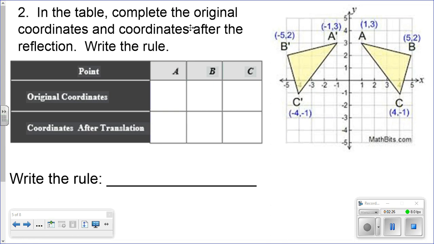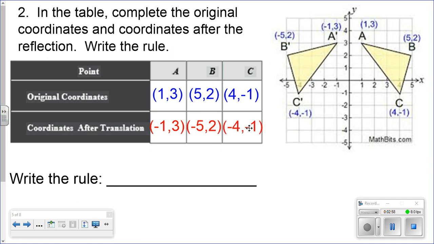In the table, complete the original coordinates and coordinates after the reflection and write the rule. So here, A, B, C, that's our original figure, and the ordered pairs are 1, 3, 5, 2, and 4, -1. Then after the reflection, since it's going over the y-axis, that means I'm multiplying x by -1, so after the reflection would be -1, 3, -5, 2, and -4, 1. See how each of the x's is multiplied by -1? So the rule over a y-axis is x, y goes to -x, y.